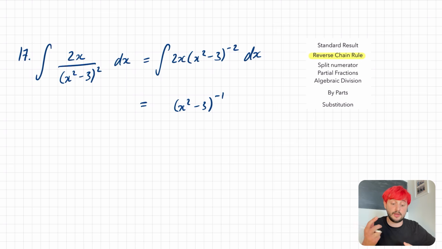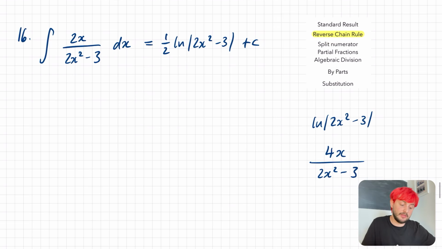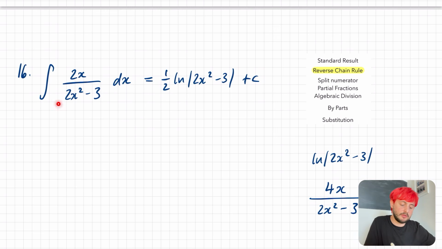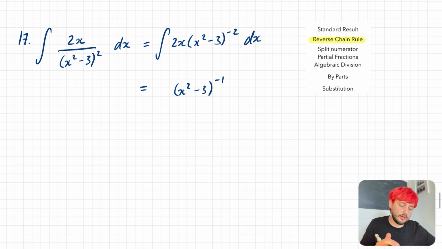When you try and increase the power with functions like this one, this is to the power of minus 1. If you increase it from minus 1 to 0, things go weird. That's why this ln function comes in. So we're going to do the same thing for the reverse chain rule. I am going to differentiate this and then see how I need to scale it.